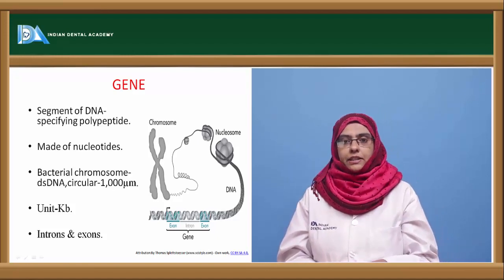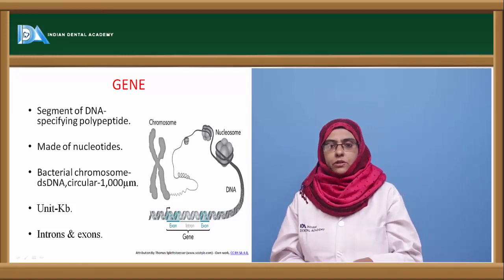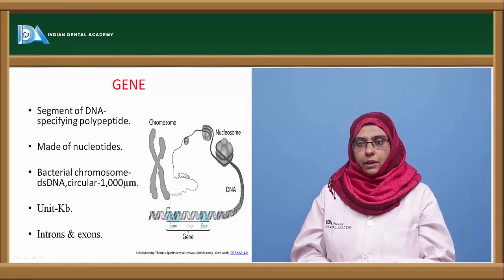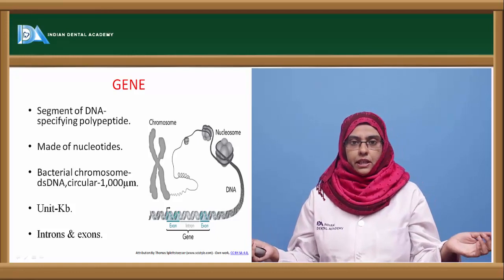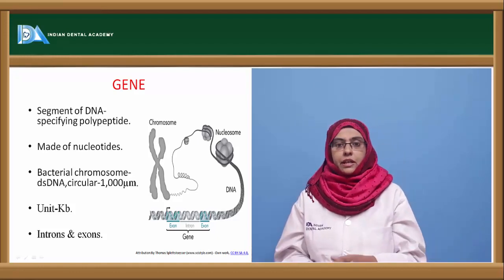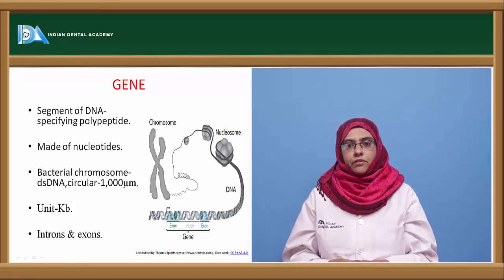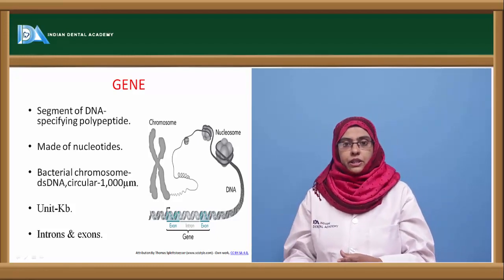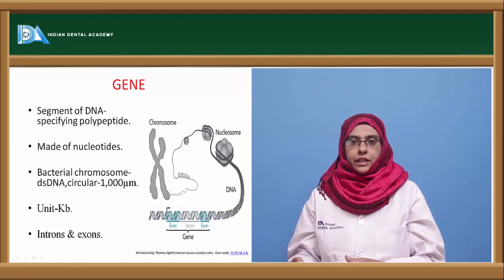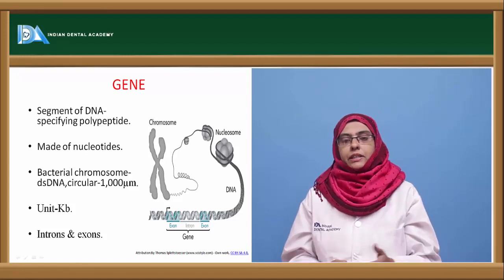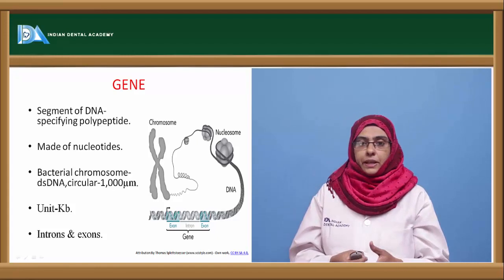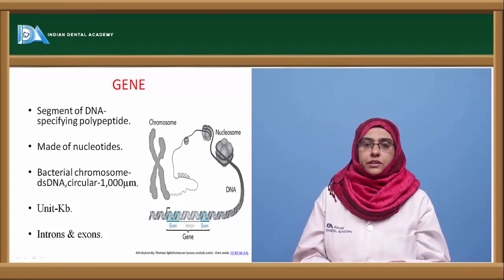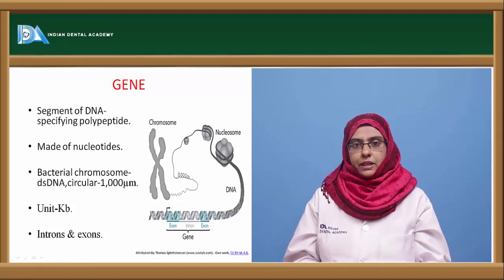Coming to the bacterial chromosome, it is a double stranded circular form which is about 1000 micrometers in length when we open it up. We usually express it in kilobases, a unit that represents the nucleotides present. In the bacterial chromosome it is about 4000 kilobase pairs, and in humans it will be in millions. Around 3 million kilobases are present in the human genome.